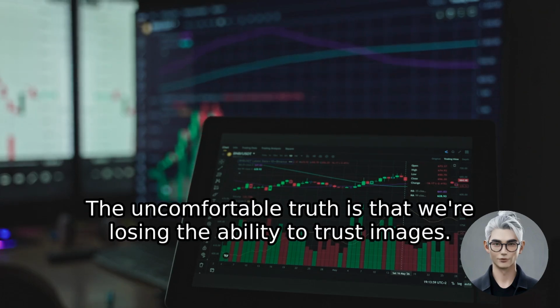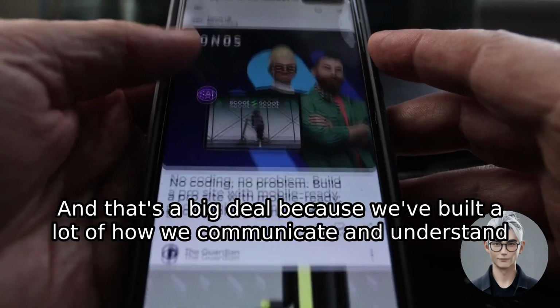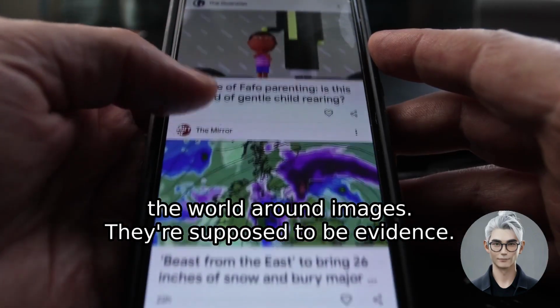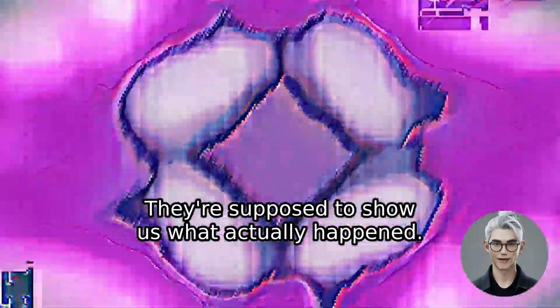The uncomfortable truth is that we're losing the ability to trust images. And that's a big deal because we've built a lot of how we communicate and understand the world around images. They're supposed to be evidence. They're supposed to show us what actually happened. But if that's broken, we have a problem.